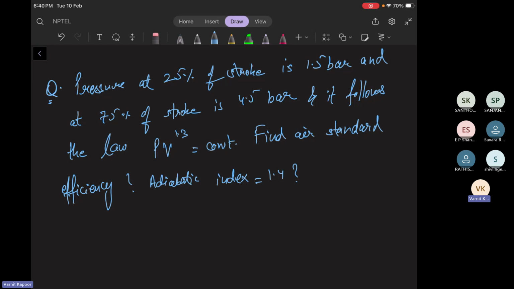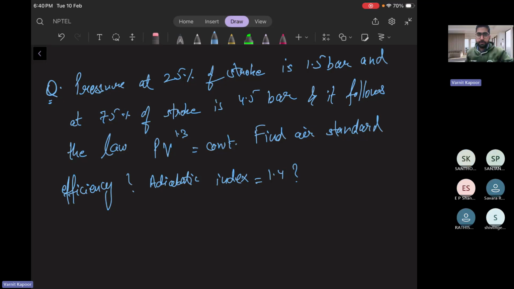I think there is doubt for others as well, but it's a good question. Let's try this. So it's given that the pressure for one of the cycles, it is not told whether it's a diesel cycle or an Otto cycle. Pressure at 25% of the stroke is 1.5 bar and at 75% of the stroke is 4.5 bar.